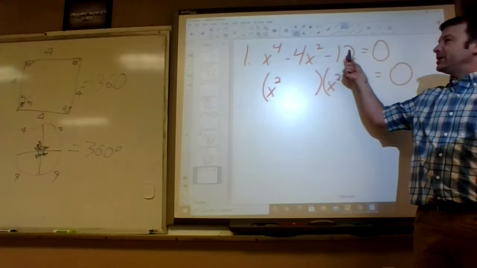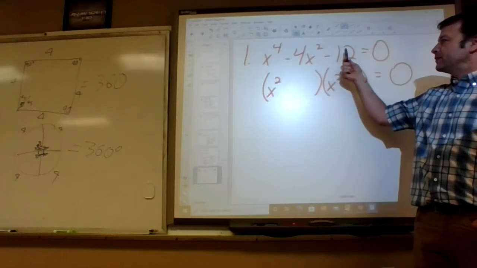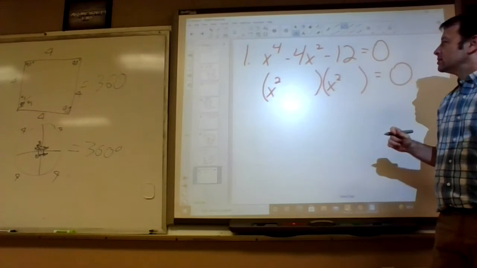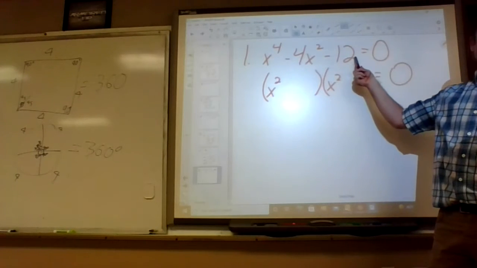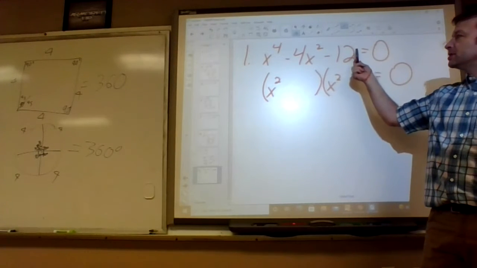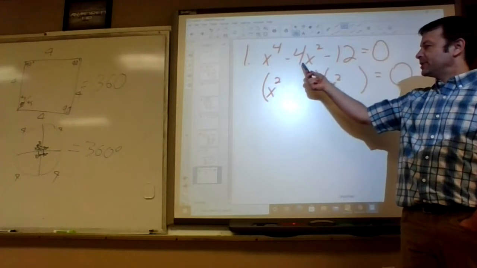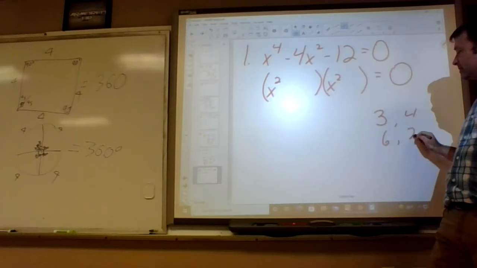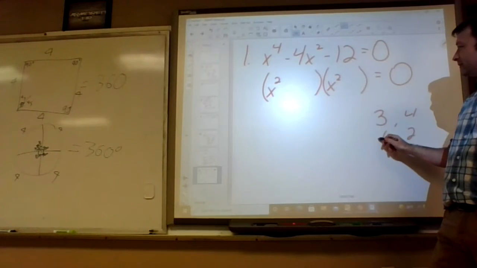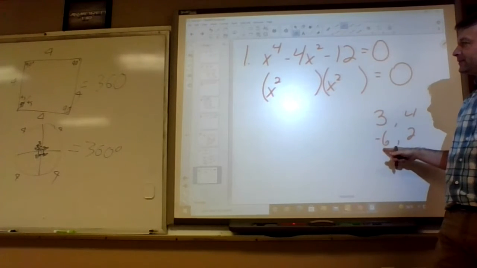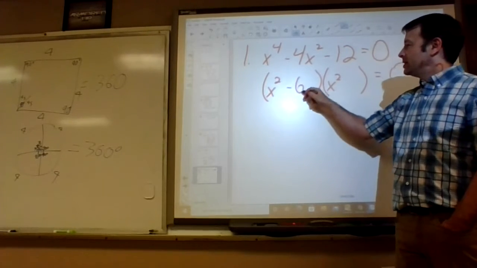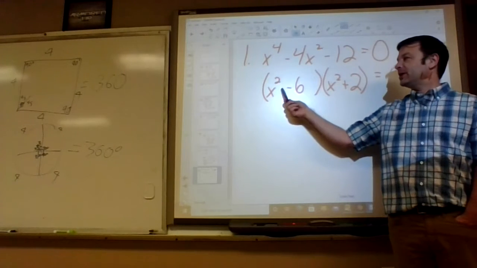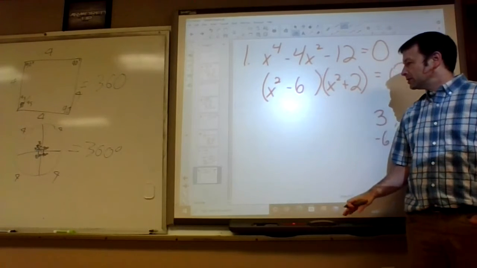Guys, for the second part, it's what goes into negative 12 that could add up to negative 4. 4 and 2? No. What multiplies into negative 12? Negative 6 and 2, that adds up to negative 4, yeah. So what goes into 12 is 3 and 4, or 6 and 2. One of them would have to be negative. Yeah, if you make the 6 negative, negative 6 plus 2. So this isn't really new, right? The only thing that's different is instead of x right here, we got x squared.